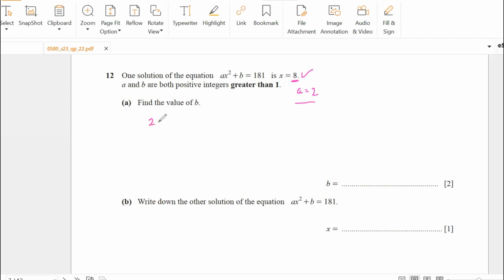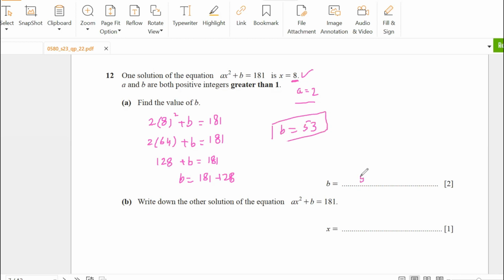So a is 2, and x is 8, whole squared, plus b is equal to 181. This is 64 plus b, so 128 plus b. If we take 128 to the other side, b is equal to 181 minus 128, which is 53. So b is 53.